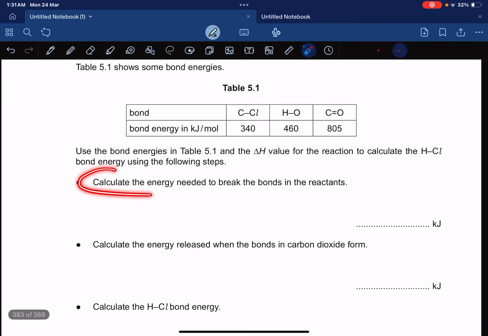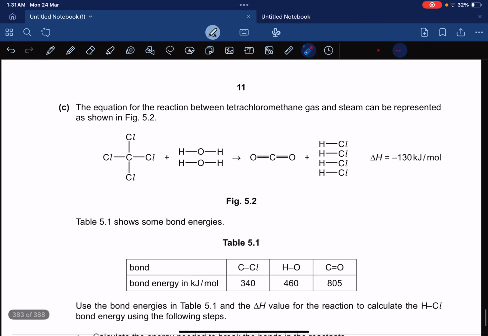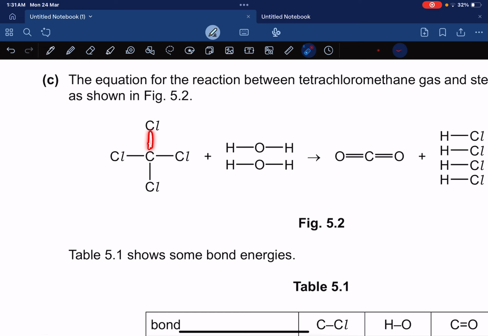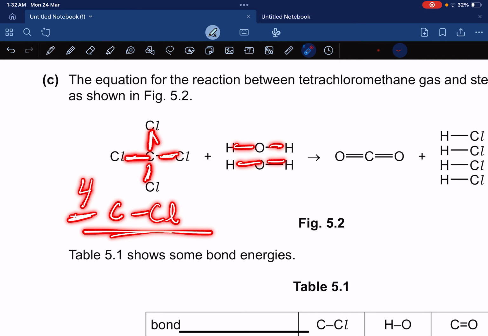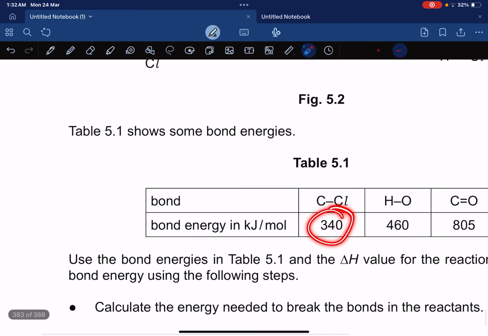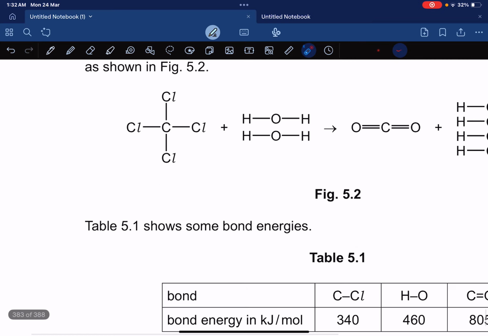Simple and easy. Calculate the energy needed to break the bonds in the reactants. In the reactants we have to break this bond, this bond, and so on. So basically we have to break 4 bonds: 1, 2, 3, 4 of C-Cl. For one bond we need 340 joules of energy, so for breaking 4 bonds we'll need 4 into 340. That gives you 1360.